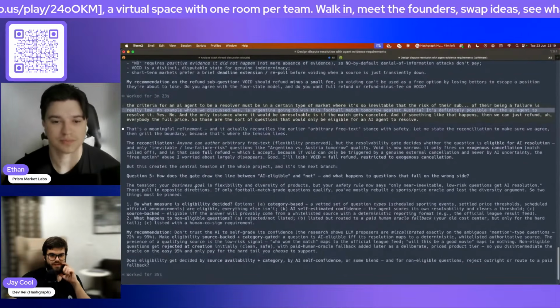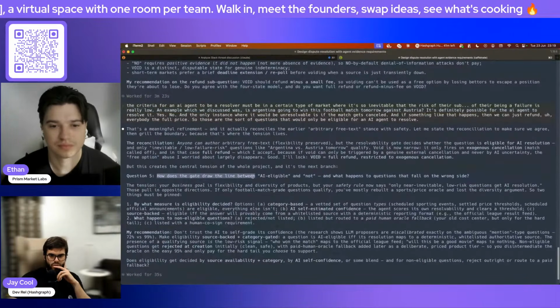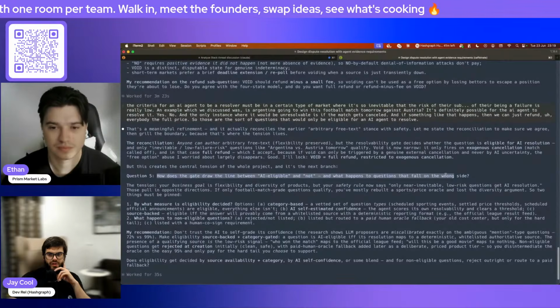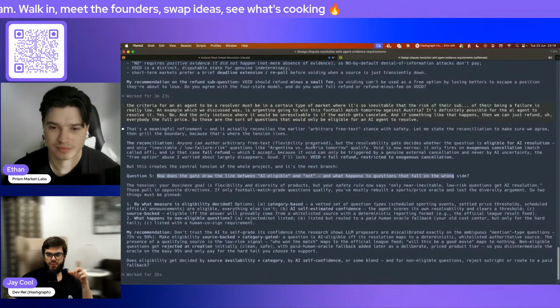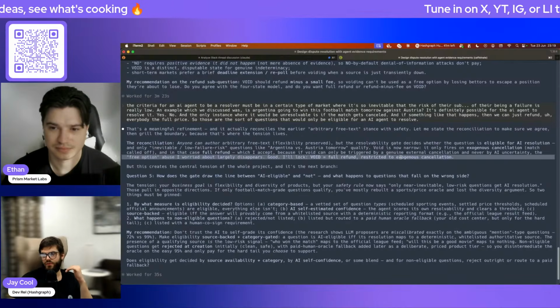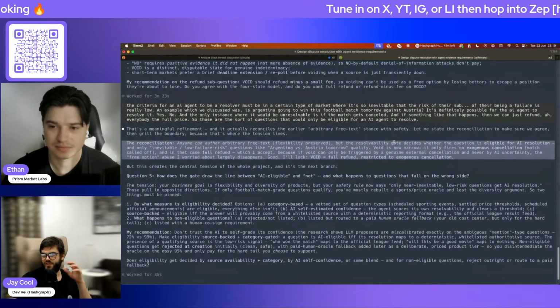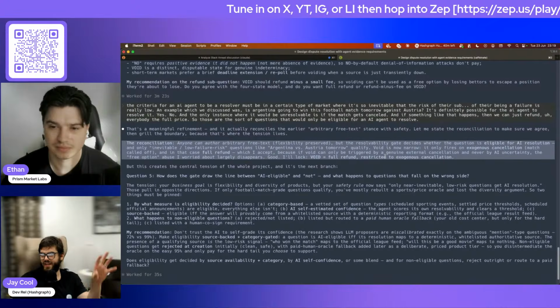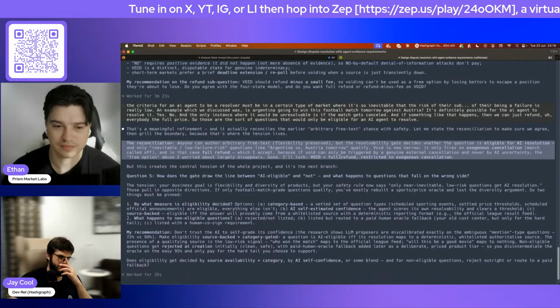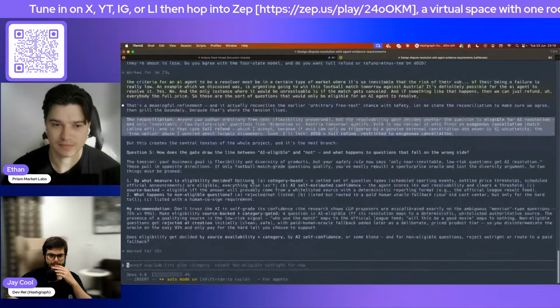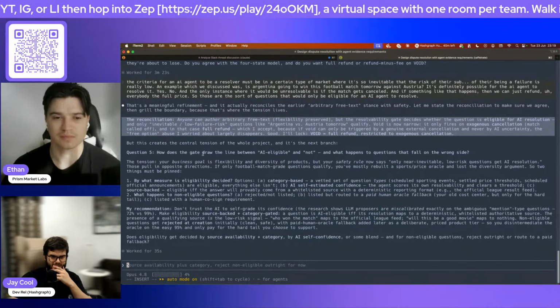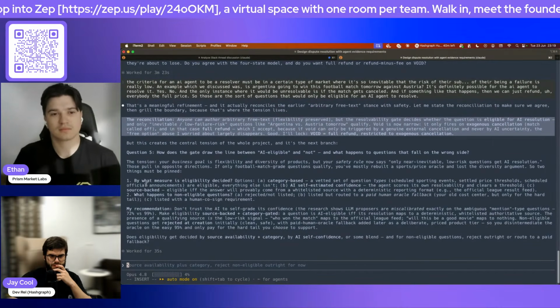Okay. Question 5. How does the gate draw the line between AI eligible and not? So this is now referring to what we're discussing here, which is that some questions won't be eligible for the AI agent to resolve, because it might get into territory where things are too difficult. How does the gate draw the line between AI eligible and not?